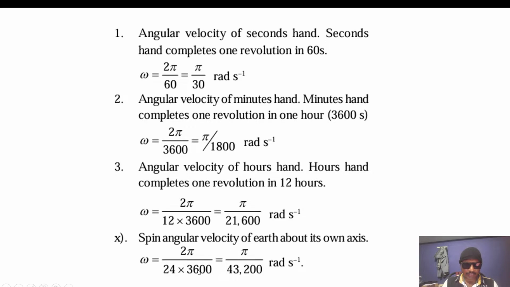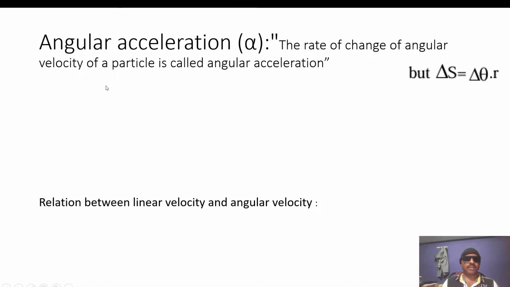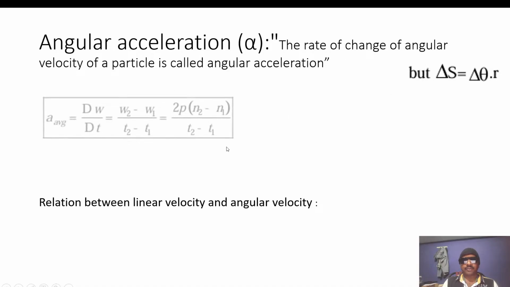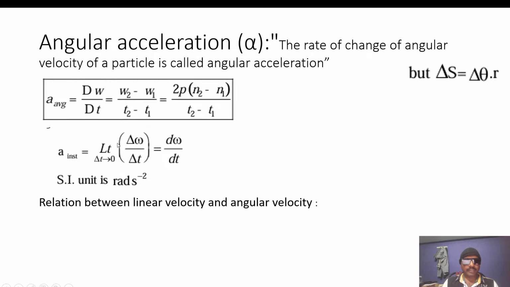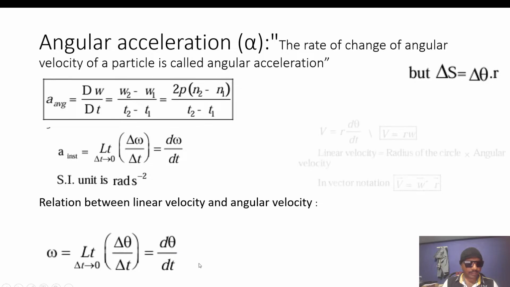Similarly, for the earth, it is 2 pi by 24 hours. Right. So angular acceleration: instantaneous acceleration and average acceleration. Angular velocity is d theta by dt, right?